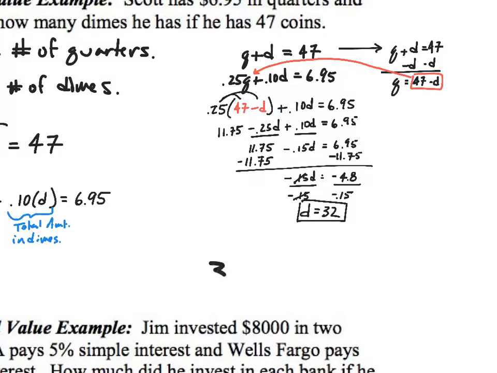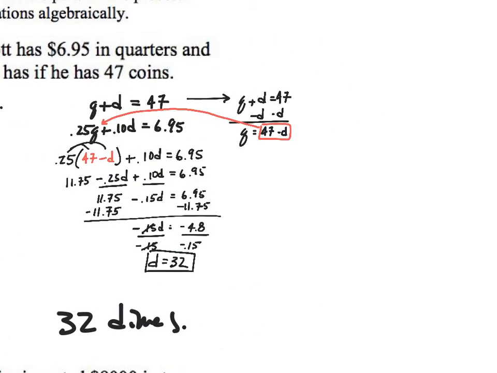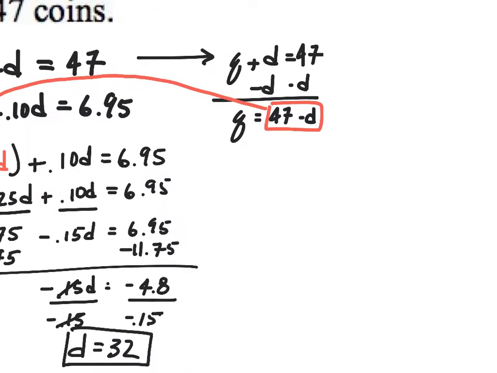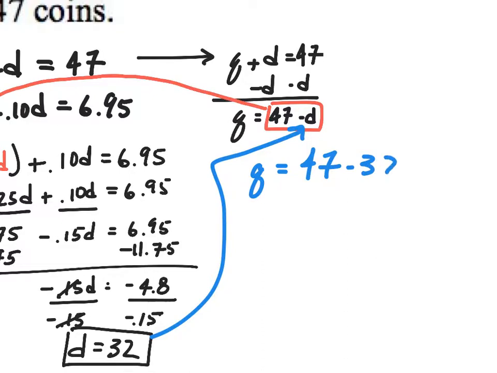But because we're solving systems, let's make sure we solve for Q. Let's take this value of 32 and plug it back in for D, and we get that Q is equal to 47 minus 32. That's going to give me 15, I believe. And the number of quarters is equal to 15. So that's how we would solve something like that.